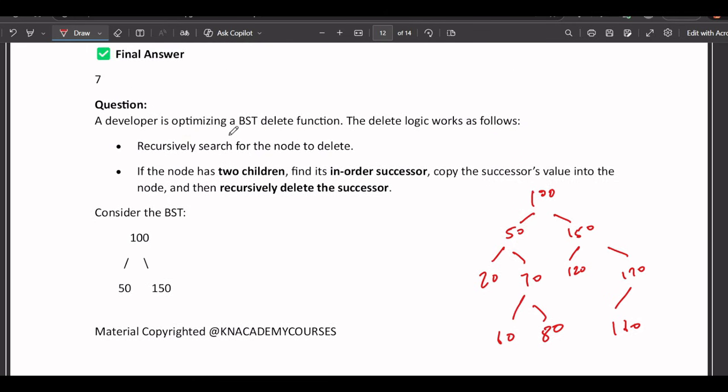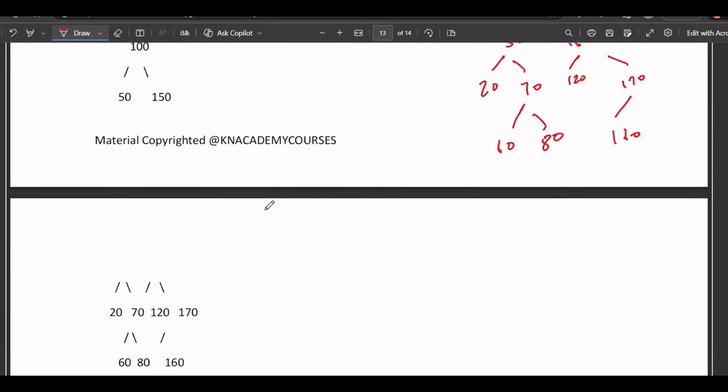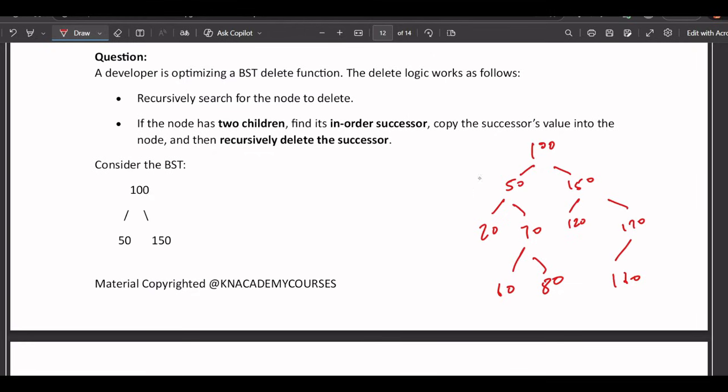They are saying we need to delete nodes. The logic they have given here: first, we need to delete 50. So let's delete 50 first. They are saying recursively search for the node to delete. So 50 is here. If the node has two children, find its in-order successor. Yes, it has two children, so we need to find the in-order successor. In-order successor means the leftmost node of the right subtree.